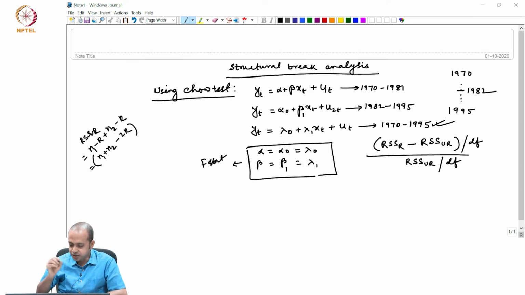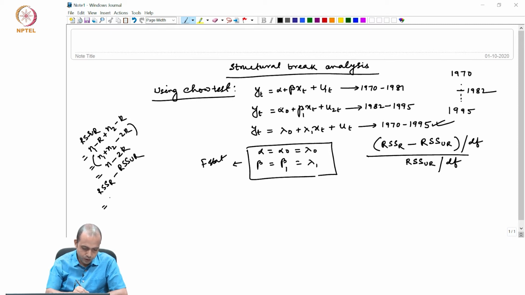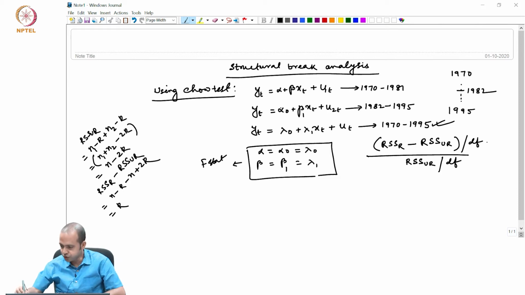Okay. And this is N minus k. So, this is basically N1 plus N2 equals N. So, I can write N minus 2k. So, RSS R minus RSS UR when you are doing, RSS R minus RSS UR equals N minus k minus (N minus 2k), which equals k. So, degrees of freedom for the numerator equals k.